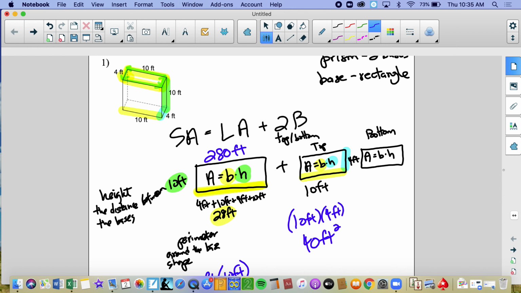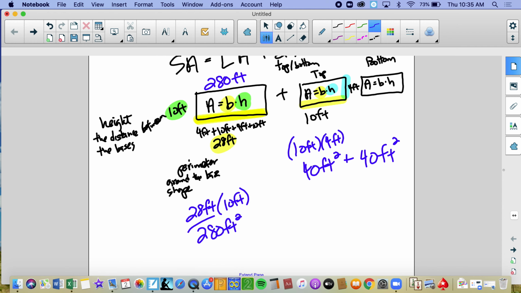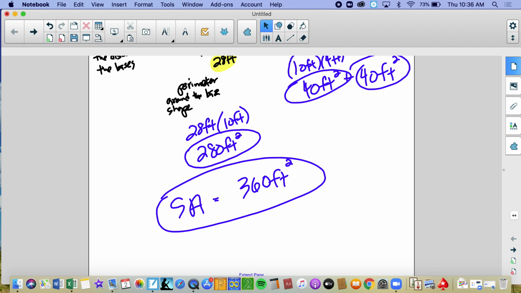And we know that the top and bottom are going to be identical. So the area of the bottom one is also going to be 40 feet squared. So we have 280 feet squared, 40 feet squared, and 40 feet squared. The two bases make 80, plus 280, which gives me 360 feet squared for my surface area.